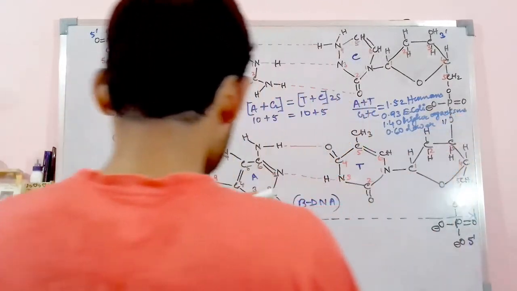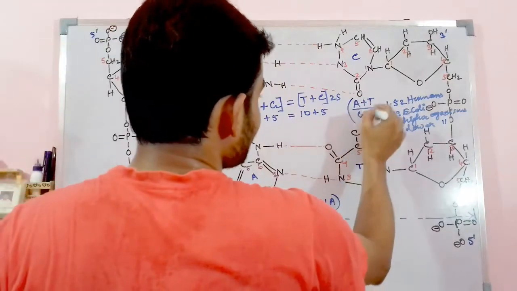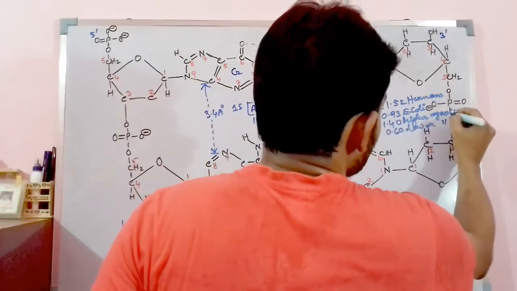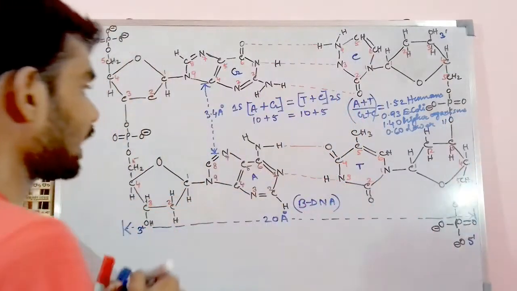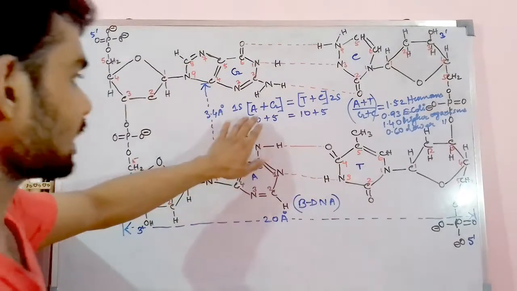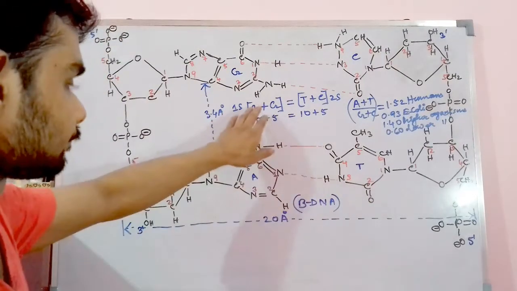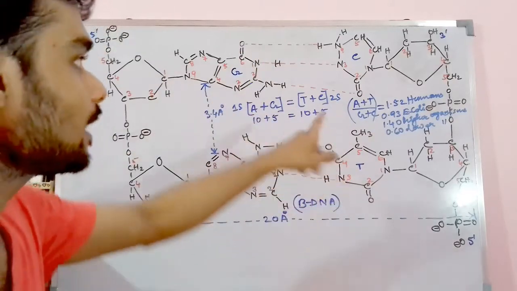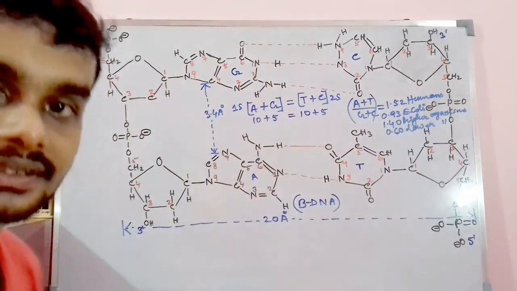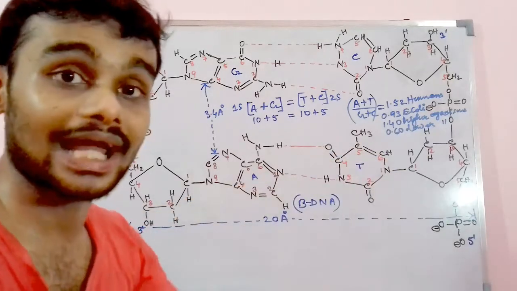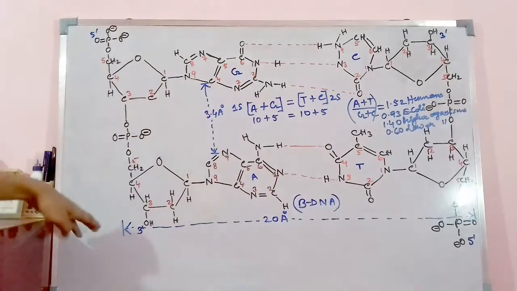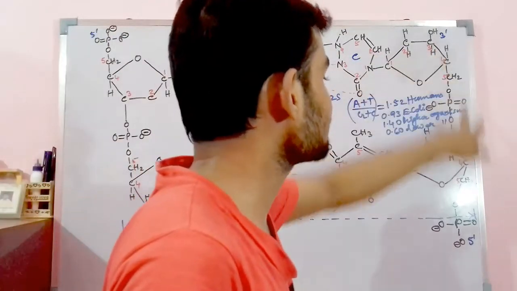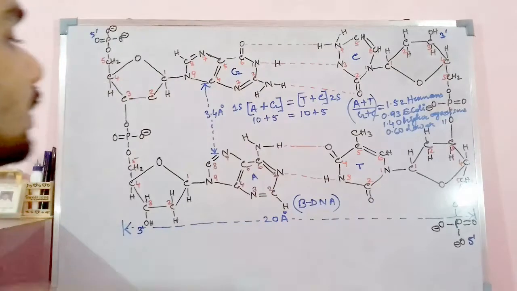So basically, what is this A plus T by G plus C? As I've mentioned, the total number of adenine and guanine, the purine bases present in one strand, should be equal to the total number of thymine and cytosine present in the opposite strand, or the antiparallel strand. This is antiparallel: the 3' end is here and the 5' end is here, and in this case the 3' end is here and the 5' end is here.